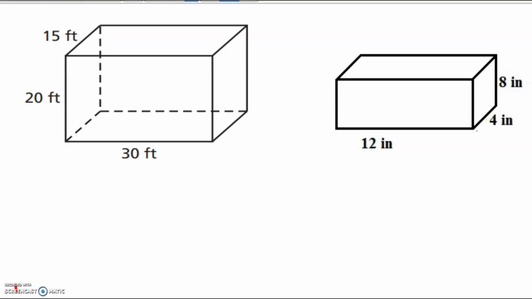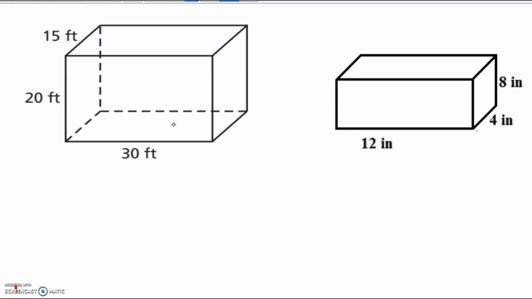Remember that surface area is if you're going to cover the figure with something. Here we've got a rectangular prism, really like a box, and maybe you have some boxes this size that you want to wrap with wrapping paper, or maybe you want to paint the outside of a box and you want to make sure you have enough material to cover it. Surface area would be what you would use.